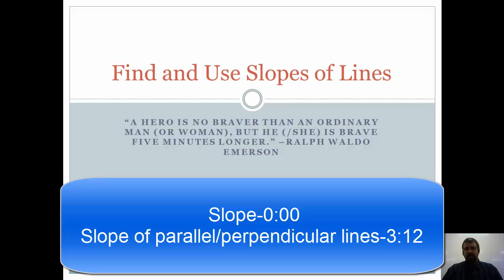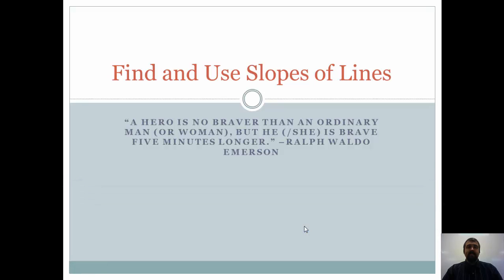This is section 4 of chapter 3. At this point, we are going to switch our focus. We've been talking about transversals and parallel lines, but now we're just going to look at lines and how to figure out their slope.